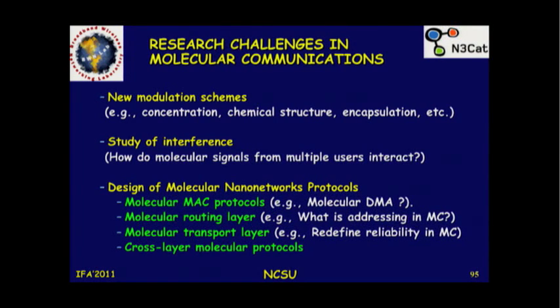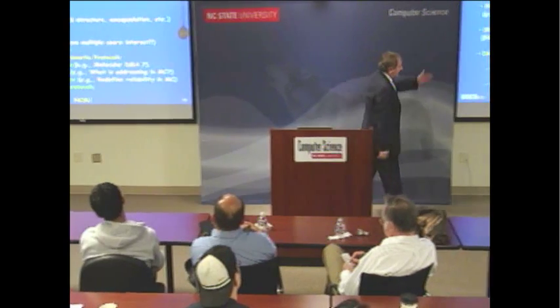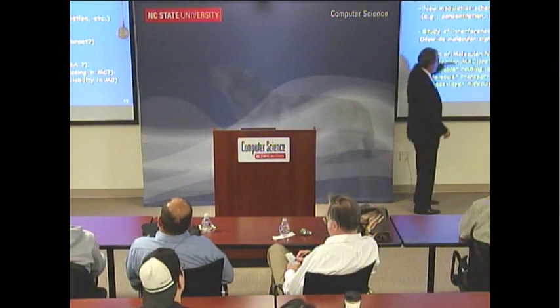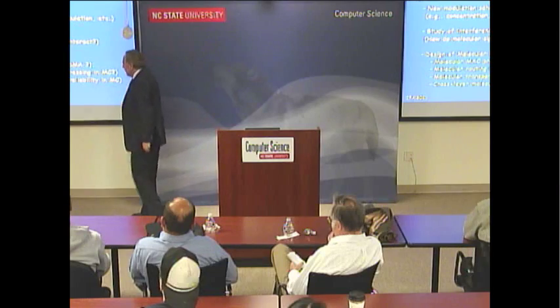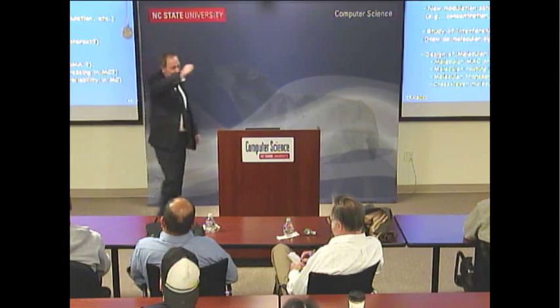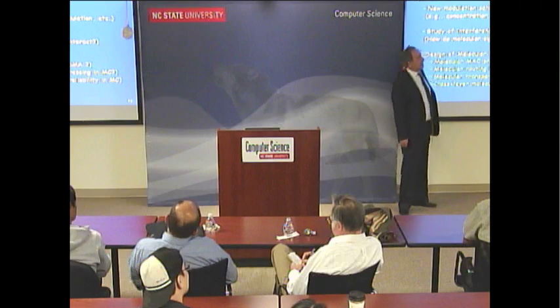Another issue here is, again, you go back to your classical networking, like molecular MAC protocols, and then the molecular routing layer. What is the routing, addressing here? And then the molecular transport layer, redefine reliability. But again, please do not make that mistake and say, here's a molecular title and then I have a new paper. Don't do that. And again, I just put these as placeholders. That doesn't mean we have to do these things. We may come up with a different way of communication.